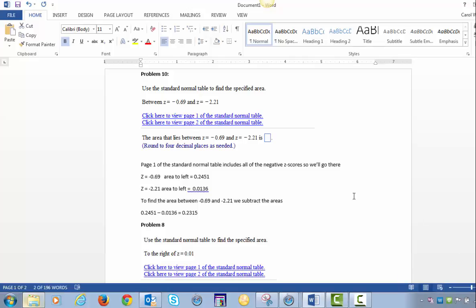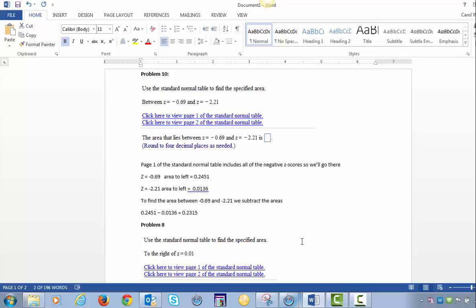I wish you would look at the recording of last week's chat because I went over problems just like these. So let's take a look at a couple problems here. The first one I picked was problem 10, and it said find the area between two z-scores. Right? So it's between negative 0.69 and negative 2.21. And the table links are there.